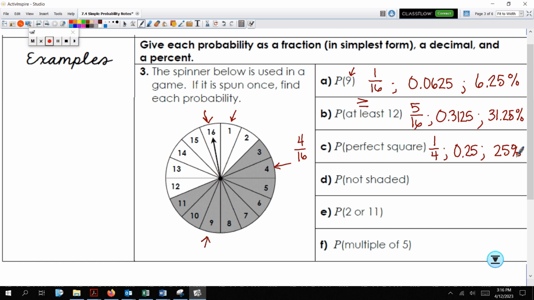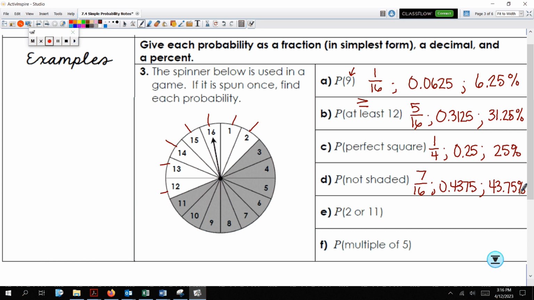All right, let me erase my little stuff here, and the next one is the probability that it is not shaded. So let's look at all the ones that are not shaded. Well, I have 1, 2, 3, 4, 5, 6, 7 out of 16. Quite a few. So 7 divided by 16 gives me 0.4375. Multiply that times 100, and we get 43.75%.